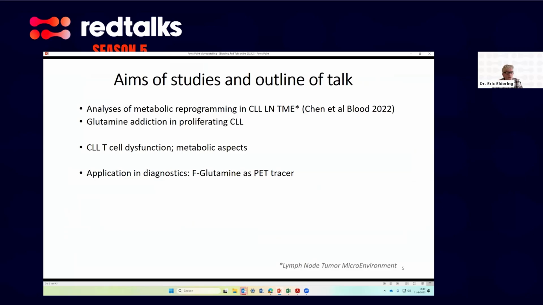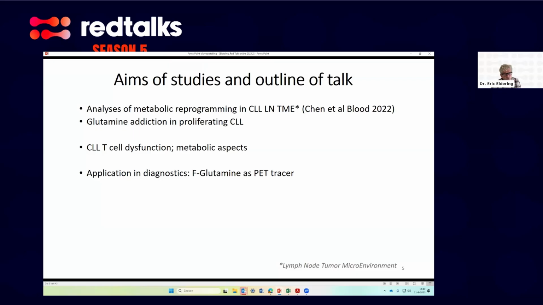Then we switch to the CLL T cell dysfunction, as I've mentioned, that exists, and the metabolic aspects of that, and also the difficulty in studying T cells in CLL leukemia, because the large majority of cells in patient blood are in fact CLL cells, so it's difficult to study the T cells. But our group, not so much me, but our group has become pretty good at that.